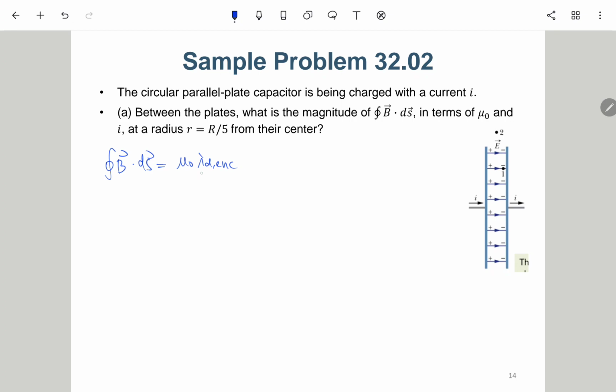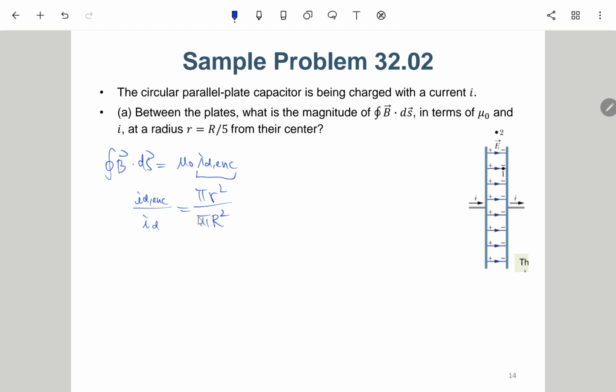So actually, when we need to consider this I_D enclosed, we also consider the current density. The current density is uniform. So we have I_D enclosed over I_D is actually pi r square over pi capital R square. Okay, so this I_D is for the whole current, and this I_D enclosed is only enclosed by the circle with a smaller radius.